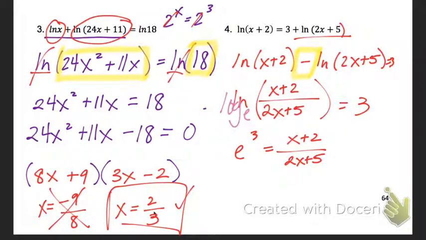Wait, why aren't the signs switched on the x plus 2 and the 2x plus 5 since they went to the other side of the equal sign? Because when you're changing to exponential, the signs don't switch. But if I move this over here using basic algebra, the signs would switch. So when you're just using basic algebra to move left and right, it switches. But when you're going from log to exponential to log, the signs all stay the same.